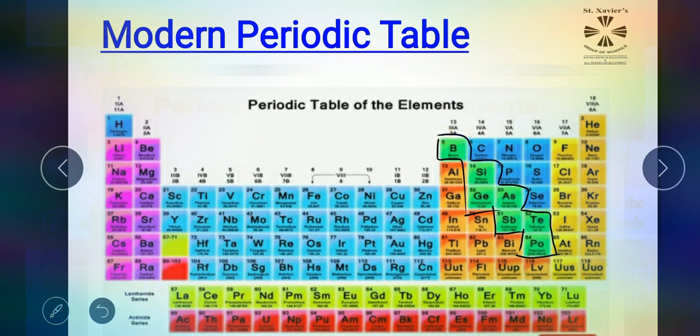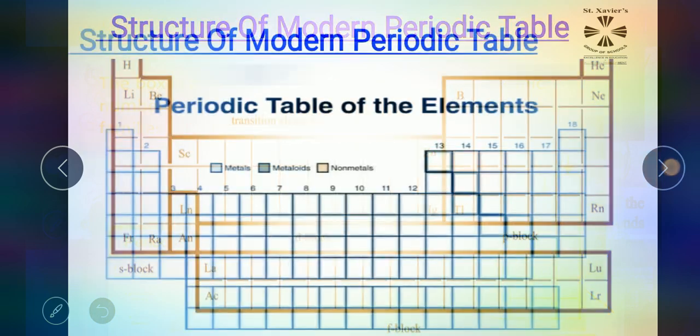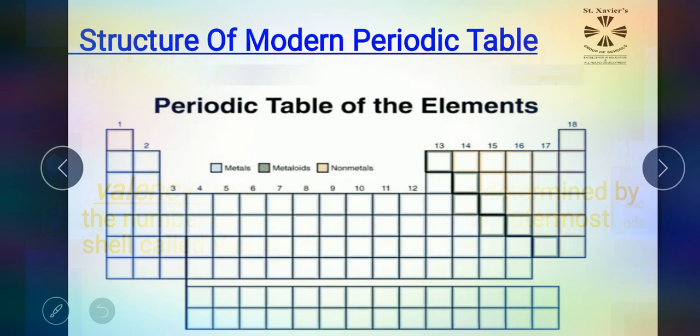This zigzag line divides the modern periodic table into three parts, students. On the left side of this zigzag line are the metals. On the right hand side are the non-metals, and these green color boxes are the semiconductors or metalloids. You will remember this, students. This is the structure of the modern periodic table.